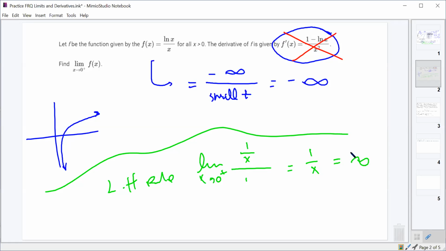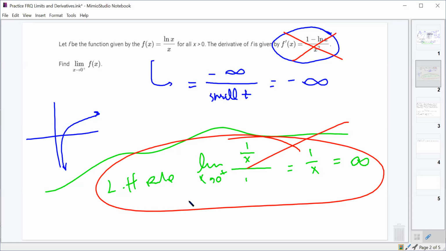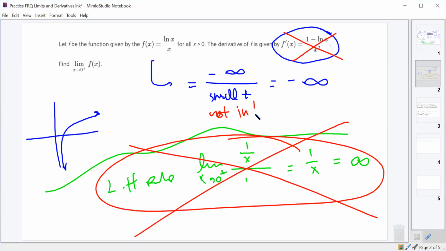Positive infinity, right? And so we don't want to do that because this is not one of our indeterminate forms. We will not do that. And this is not indeterminate. Everybody good? So make sure you plug in and are careful with what that value is.